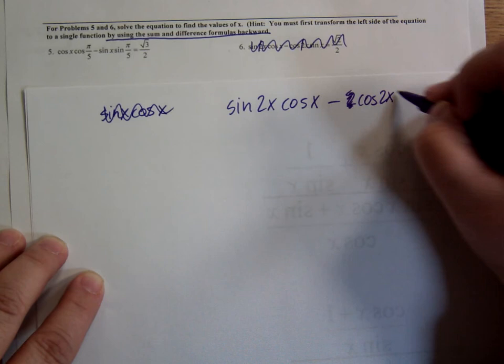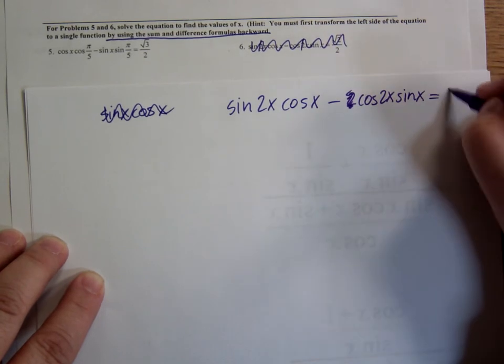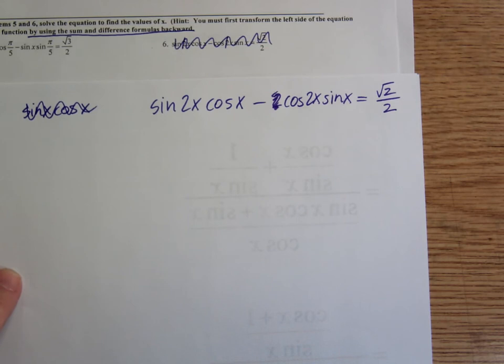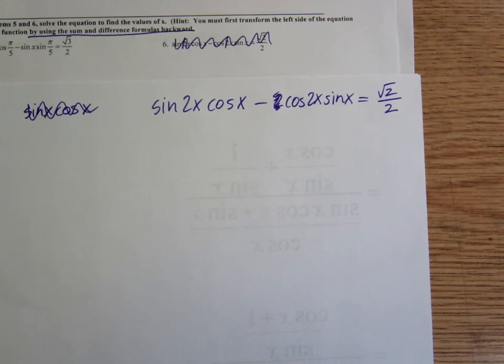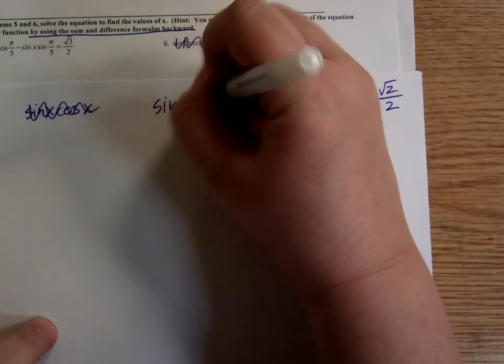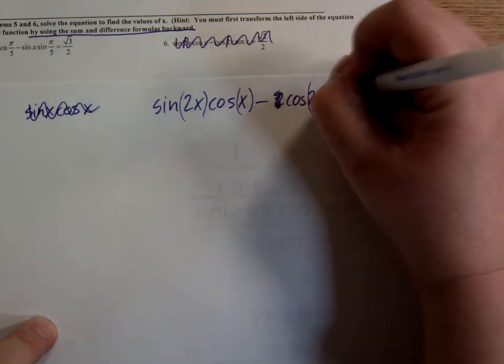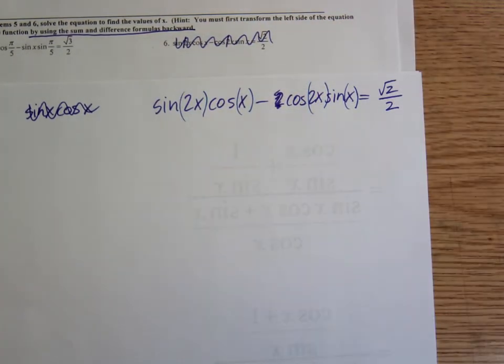There we go. We're used to having completely different letters for different angles. But these two are different angles. One of them's 2x and one of them's x. So that's like my a and my b. It's like a is 2x and b is x. It's actually going to make things easier in the long run.